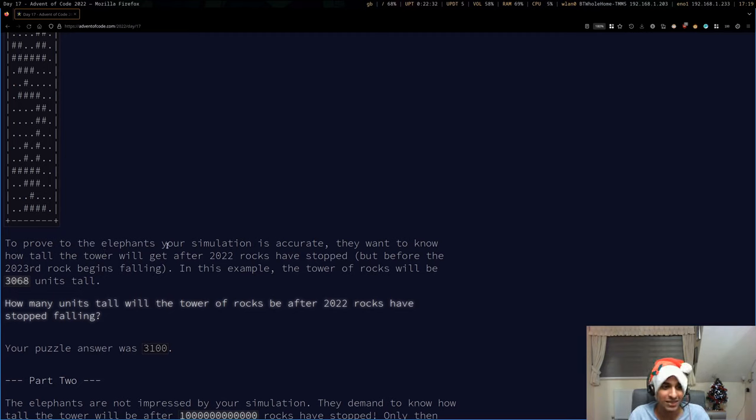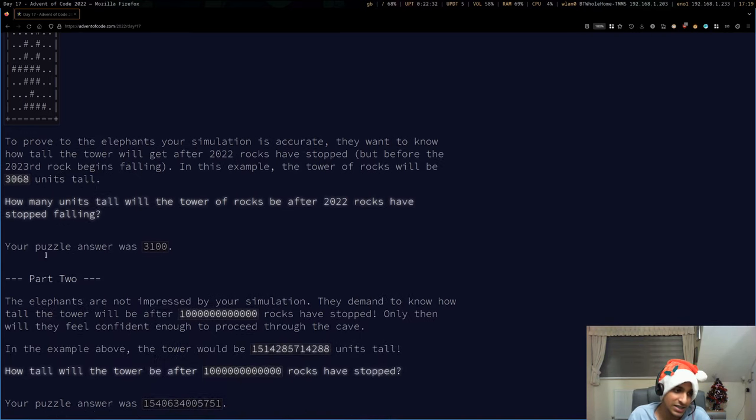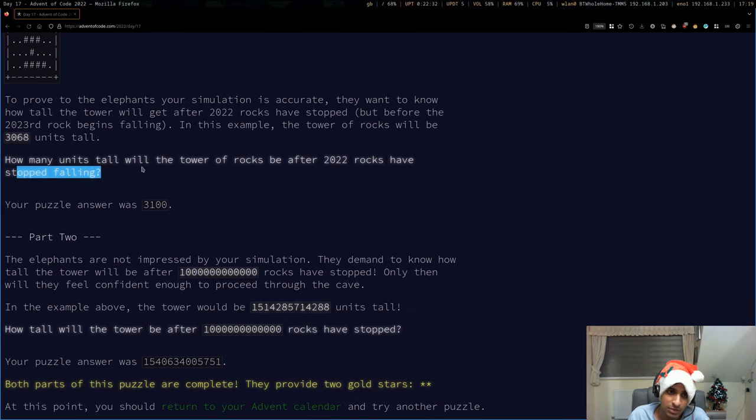To prove to the elephants your simulation is accurate, they want to know how tall the tower will get after 2022 rocks have stopped, but before the 2023rd rock has stopped falling. In this example, the tower of rocks will be this many tall. So the question is, how many units tall will the tower of rocks be after 2022 rocks have stopped falling?